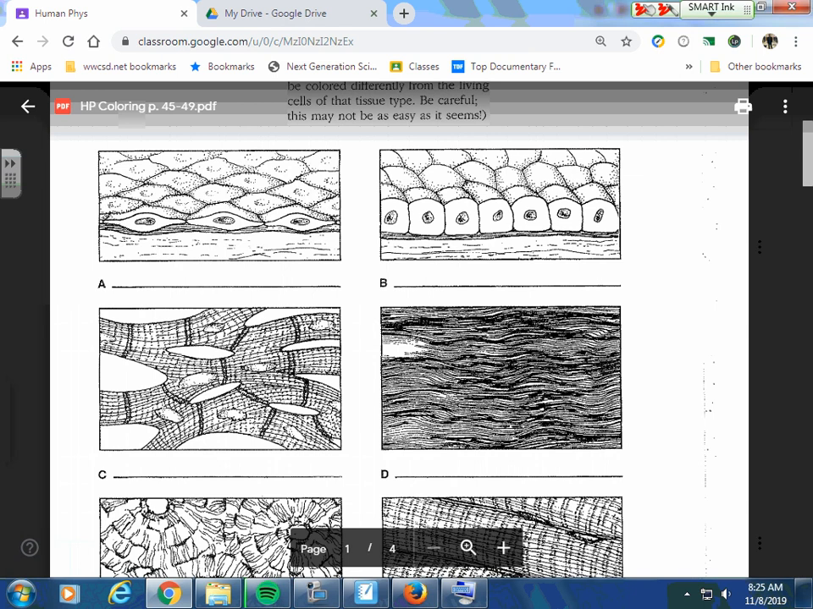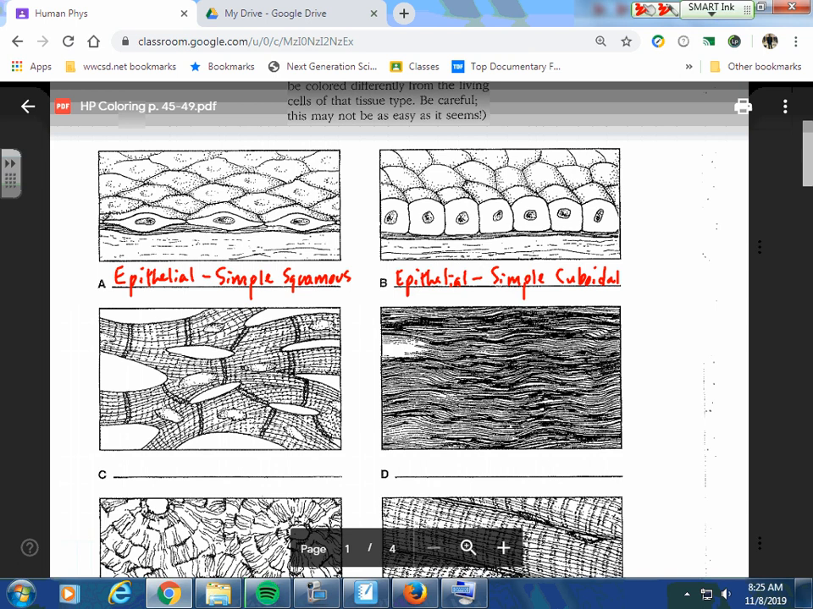This would be epithelial, and to be more specific, it's one layer of flattened cells, so it's simple squamous. And B is another epithelial. And this time it's one layer of cubed cells, so that would be simple cuboidal.